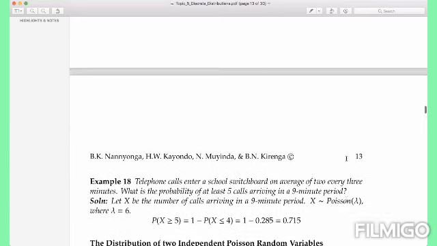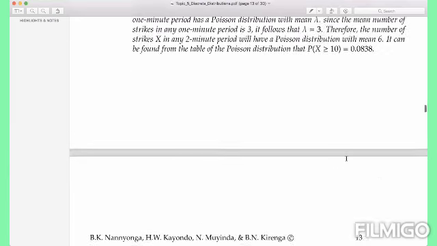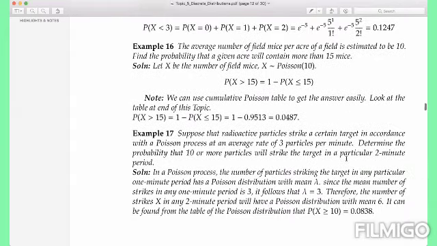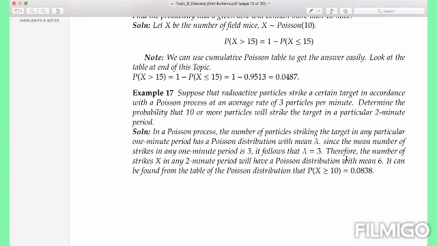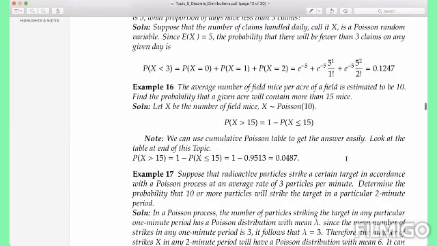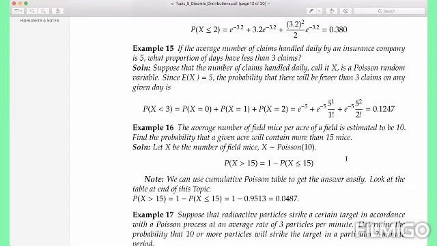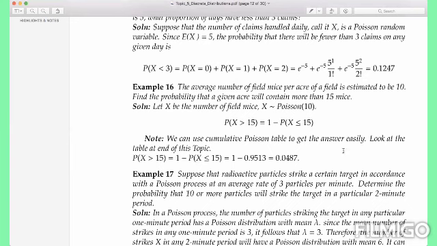And maybe what I can also say about Poisson before I leave it is that sometimes you can also use tables, and I attached a table for the Poisson on the very last page of this lecture material. This example can be done using the table and even others, but I just wanted to single out this example. The average number of field mice per acre of a field is estimated to be 10.